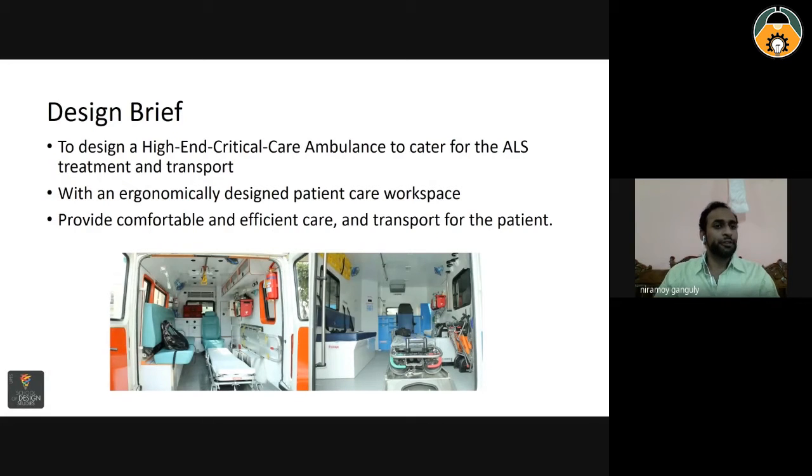So my design brief was simple: to create a high-end critical care ambulance that caters to ALS treatment and transport, with an ergonomically designed patient workspace. So the goal over here was not creating just a luxury ambulance, but focusing on the workspace of the people operating over here and providing comfortable and efficient care for the transport of the patients. If the workspace of the ambulance is well done, then they can be more efficient in treating the patients.